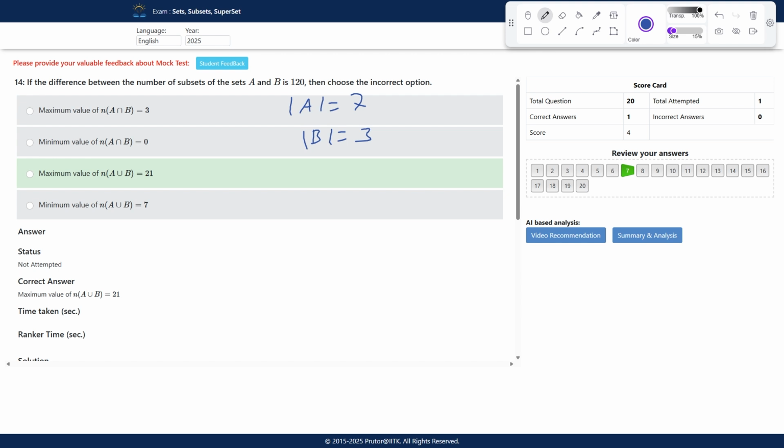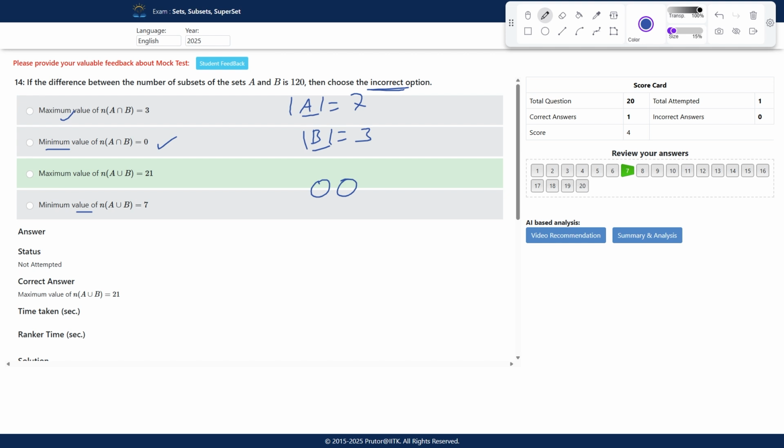Now, in the best case, the intersection will be the common elements. So the maximum value of the intersection will be 3. So this is correct, but we have to find the incorrect one. So this is true. Now, the minimum value of the intersection of A and B. Yes, we can have the situation where A and B are both disjoint sets. So this is also true. It might be a possible case.